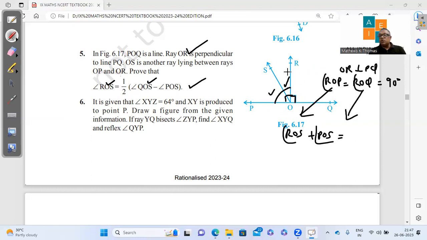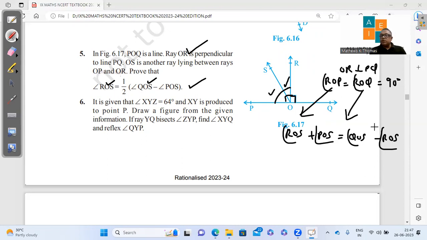So I have to replace the value of ROQ in terms of what I need. ROQ can be written as QOS, that is this big angle, minus this small angle which is inside, ROS. So this was simple. ROP is ROS plus POS. Here we'll have to rack our brains a little bit. ROQ is QOS, this bigger obtuse angle, minus this small angle ROS. So we have done this.